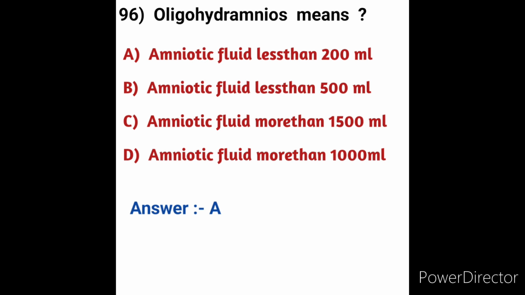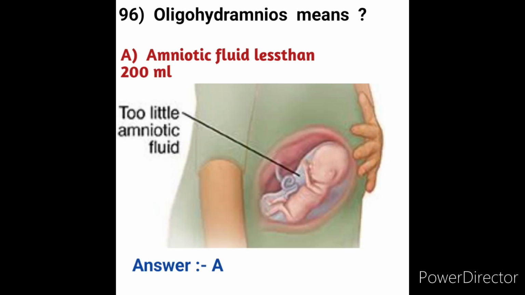Renal agenesis means absence of kidney. Next, intrauterine infections are also one of the causes of oligohydramnios. Oligohydramnios means less than 200 ml of amniotic fluid. Here we can see less than 200 ml of amniotic fluid; the baby is too little, and there is also less amniotic fluid.